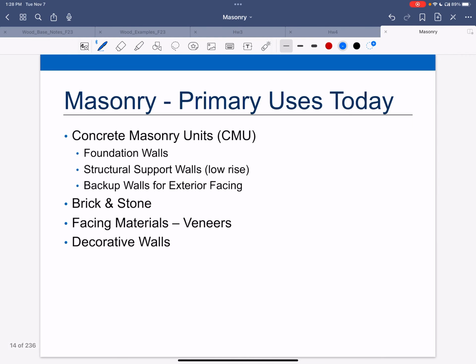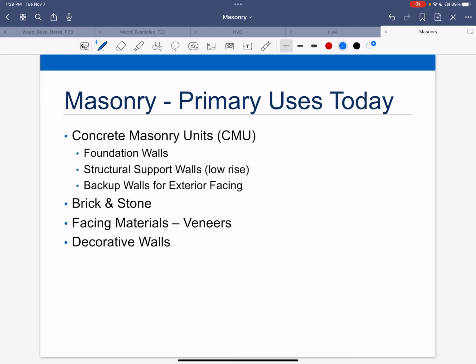well into the BC. All right, so today, which is what we're most interested in, we essentially have CMUs, or concrete masonry units, and those are used for foundation walls, support walls, and low-rise buildings. They are backup walls for facing, like brick facade and things like that. We also have brick and stone that we still use. A lot of that's used as facade. Other facing materials can be veneers and decorative walls.